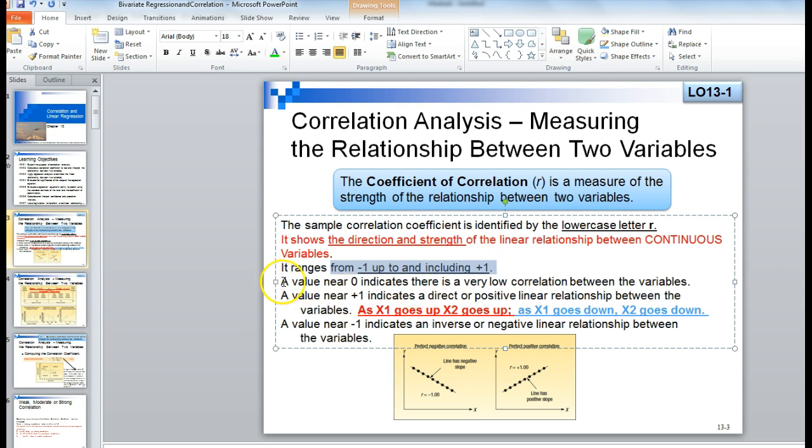A value near 0, if r were to equal 0, it would indicate a very low correlation, that there is not a very strong relationship. As x goes up, y goes up, or as x goes down, y goes up for that negative relationship. So if it were near 0, y goes up, x can do anything. We don't know. There's not really a relationship between them. All right. So there's my correlation coefficient.